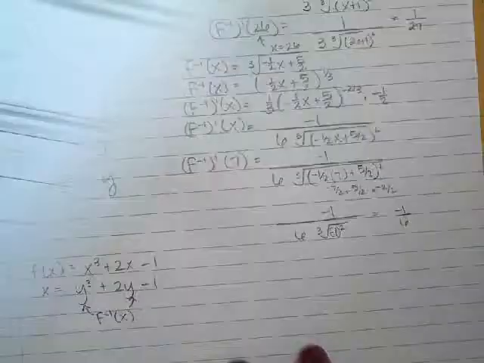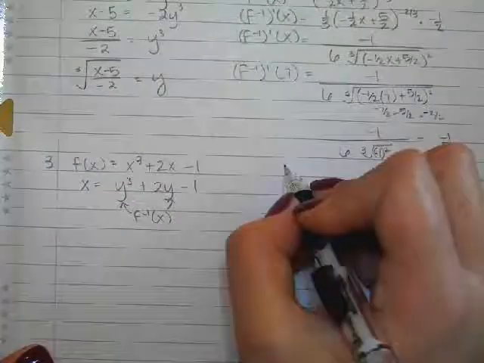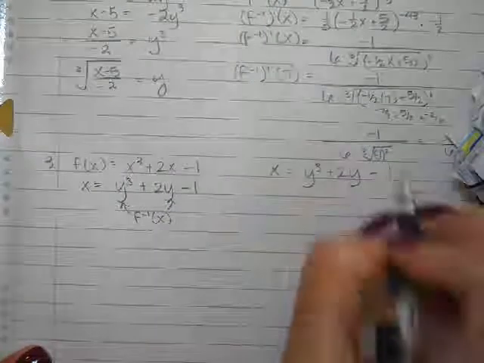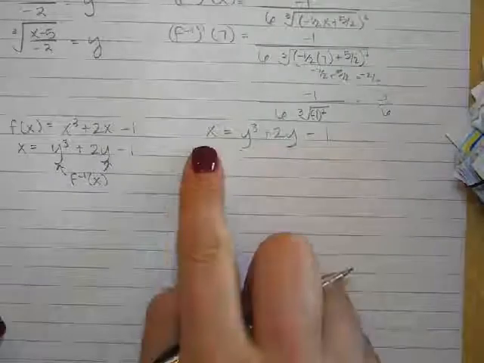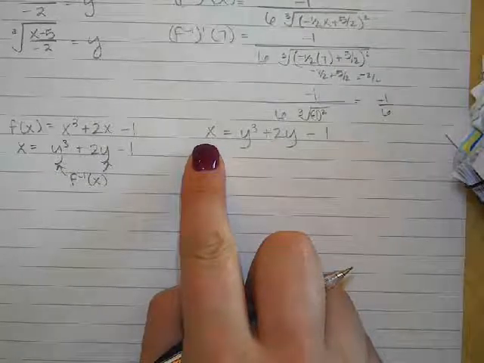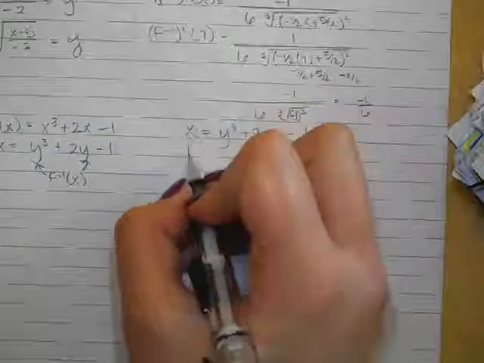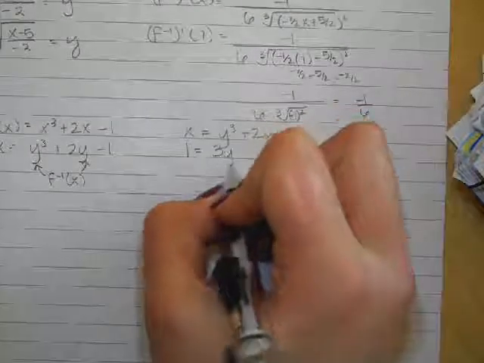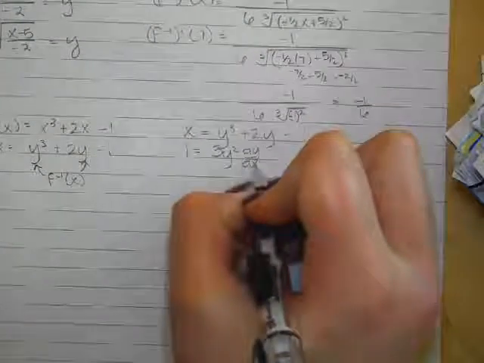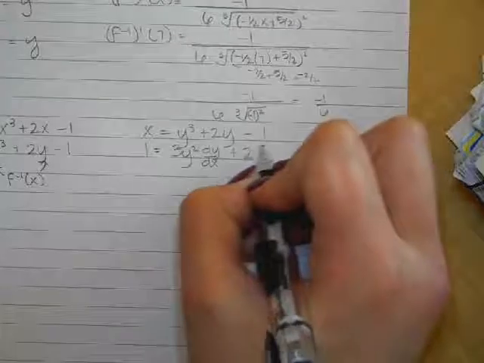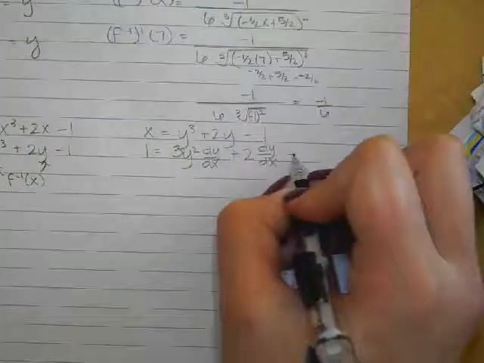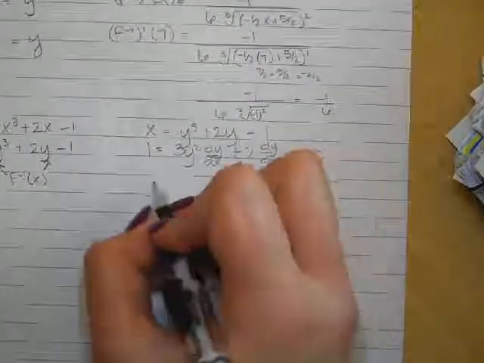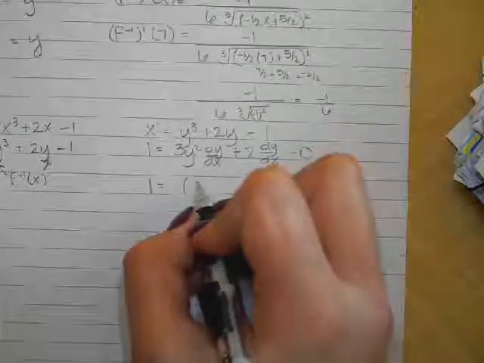Implicit differentiation. Okay, so now I'm going to take x equals y cubed plus 2y minus 1, and do implicit differentiation, so that x should turn into a 1, okay? Y to the third should be 3y squared dy dx. 3y squared dy dx, 2y is 2 dy dx, minus 0. Okay. 1 over 3y squared plus 2 is equal to dy dx. Yeah, that.